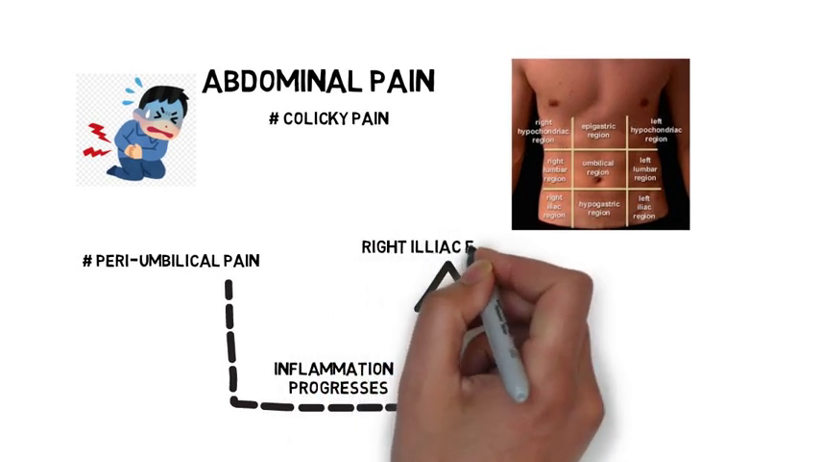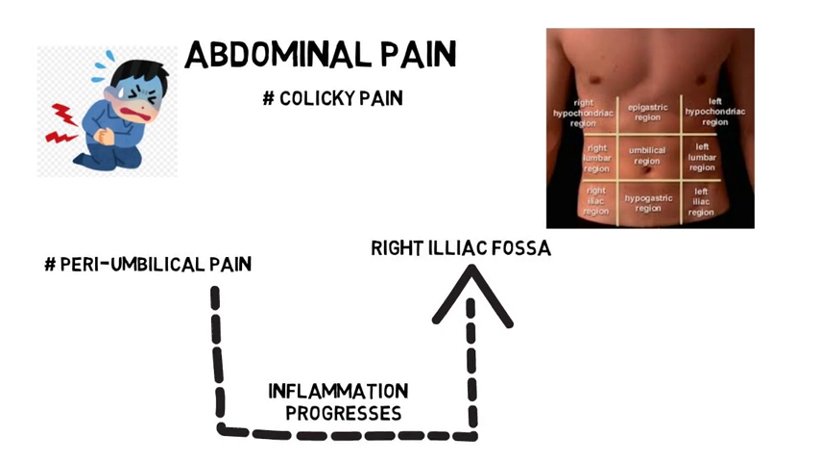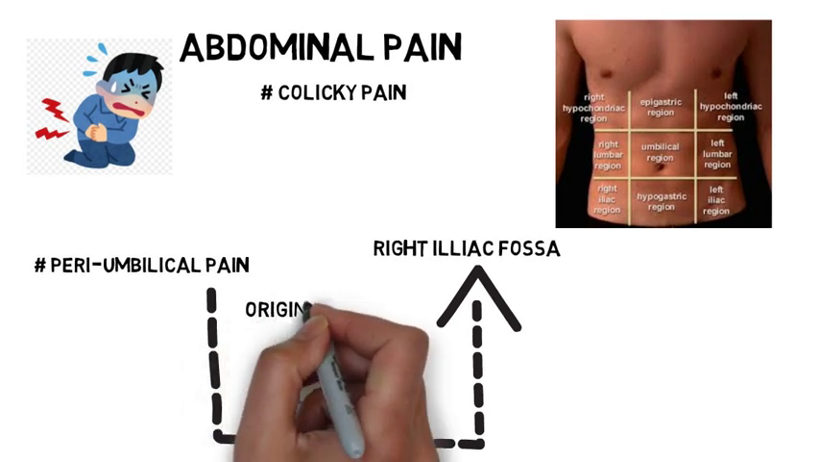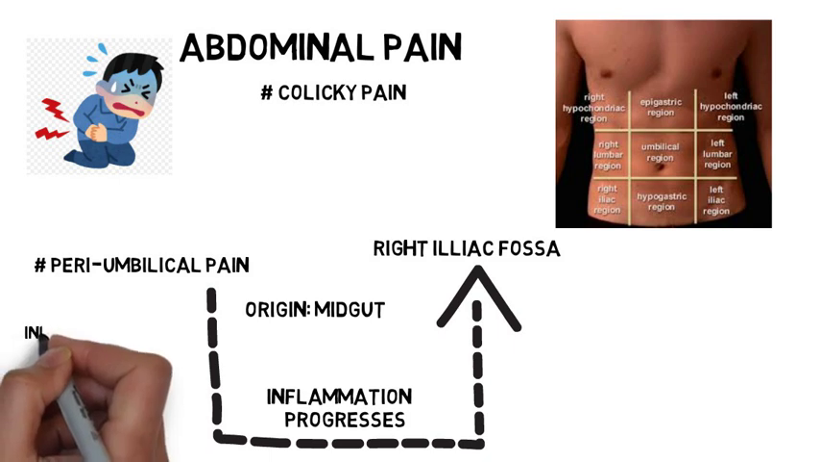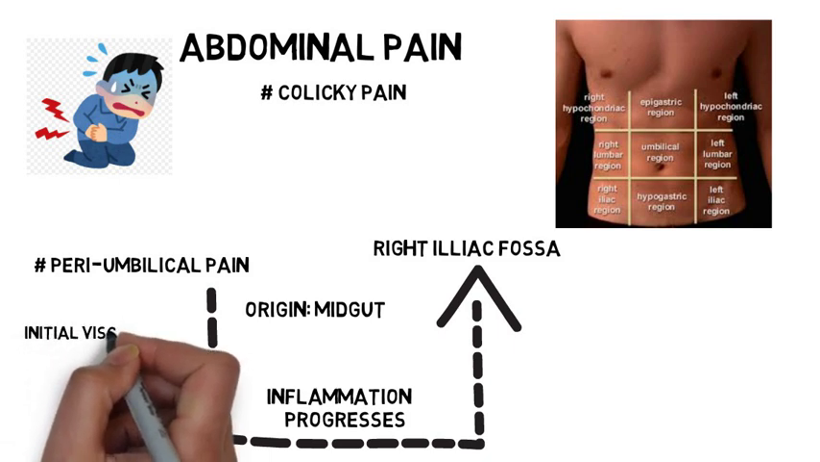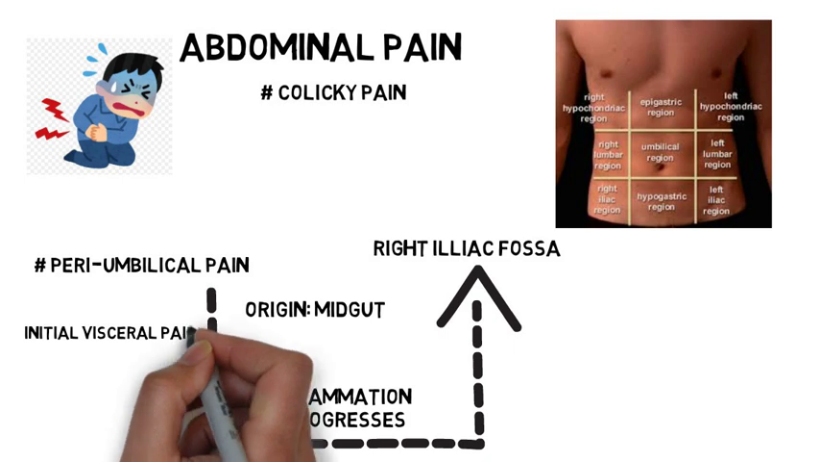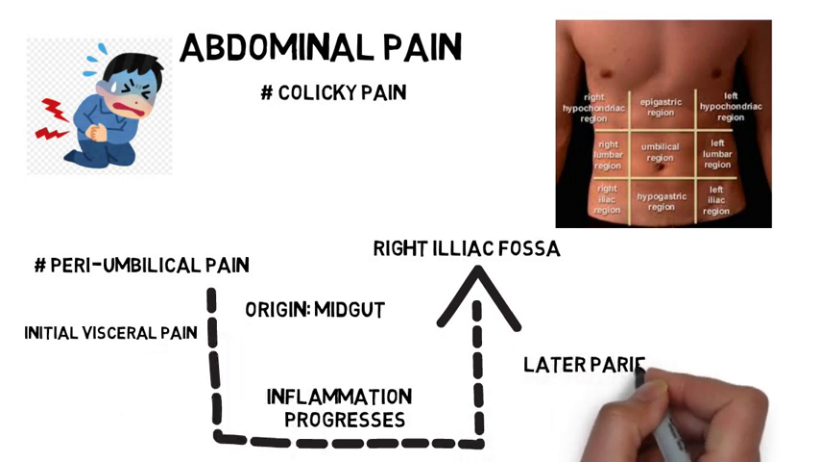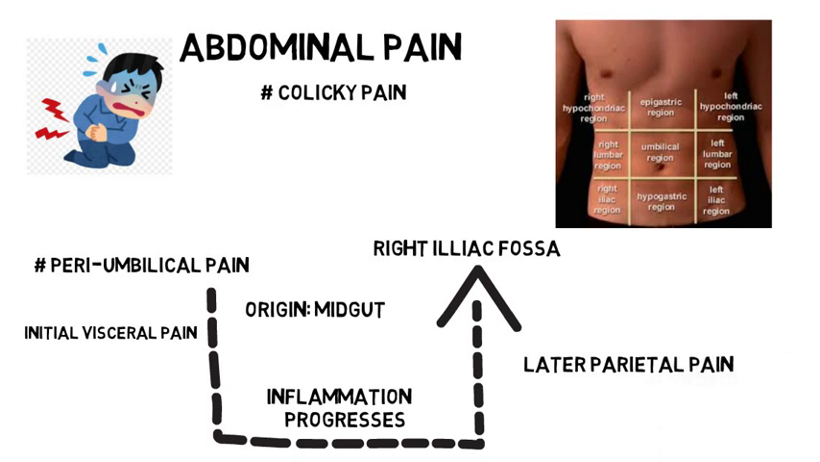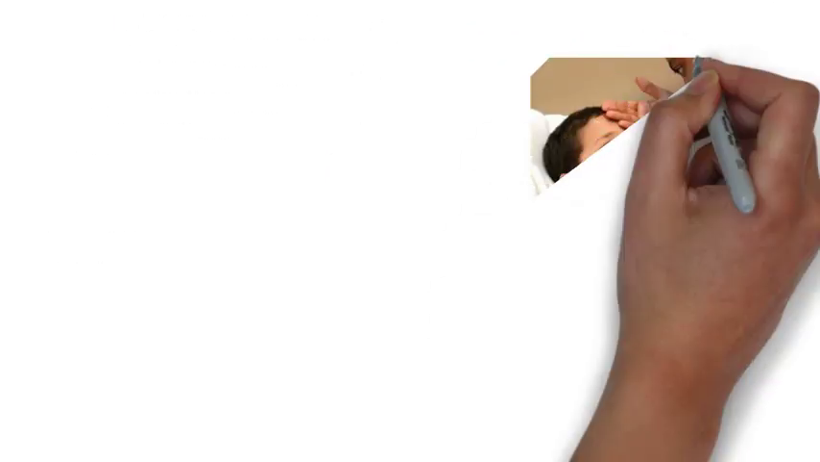So here I have told you that the pain occurs. It is due to the fact that the appendix is embryologically originated from the midgut. So initially there is visceral pain which occurs in the periumbilical region, and then later on it goes to parietal pain, that is in the right iliac fossa.